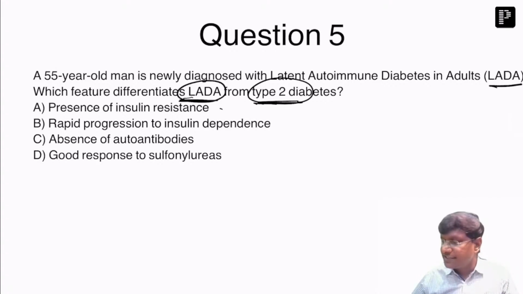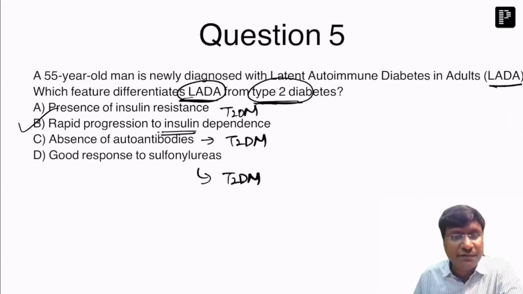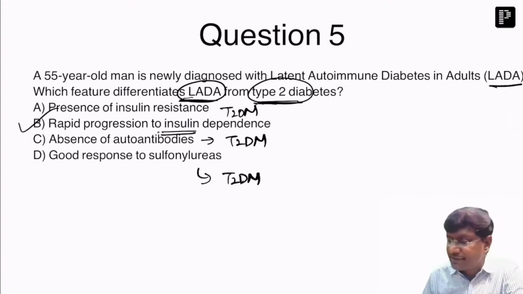Insulin resistance is a feature of type 2 diabetes mellitus, but it is not a feature of LADA. Absence of autoantibodies is a feature of type 2 diabetes mellitus, but not LADA. Good response to sulfonylureas is a feature of type 2 diabetes mellitus, but not LADA, right? Yes. So rapid progression to insulin dependence, because in LADA, there is loss of insulin producing beta cells, and that will result in the requirement of the insulin, right? So rapid progression to insulin dependence is observed in case of LADA, not type 2.